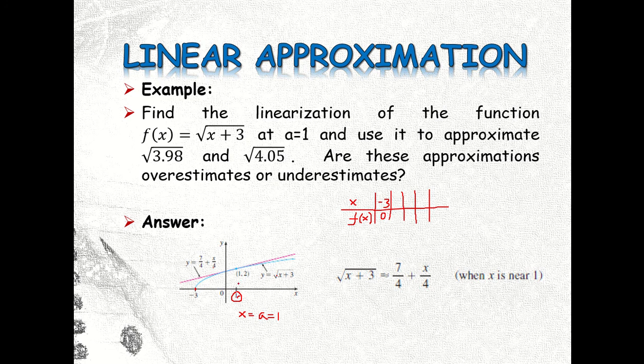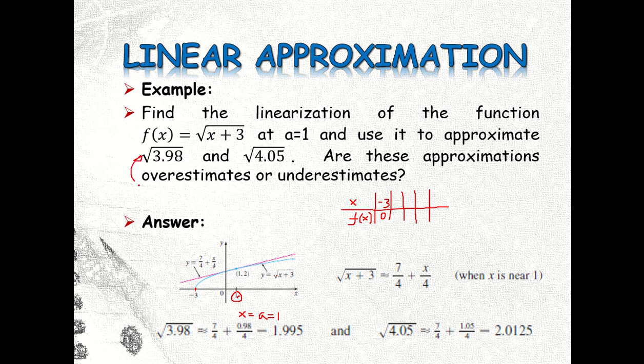All right, and then you have to break this into two parts, expressing it in terms of x plus 3. You have something plus 3, so that something is your x. And also here you have to express this as square root of something plus 3, and that something is your value for x. All right, so here's the complete solution. The square root of 3.98 is approximately equal to 7 over 4 plus 0.98 over 4. So where is this 0.98 coming from? Actually this is coming from here.